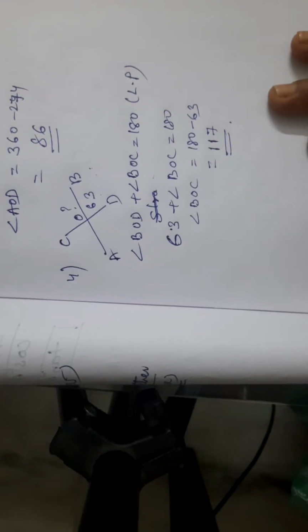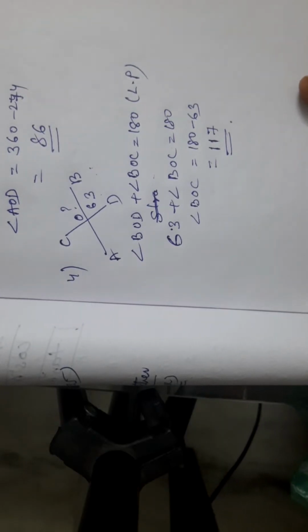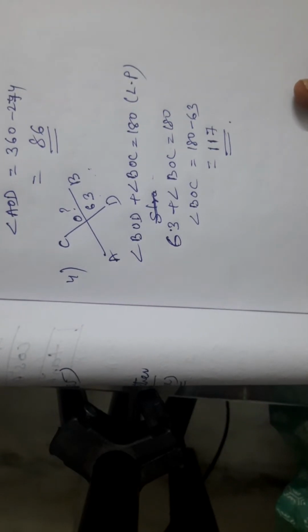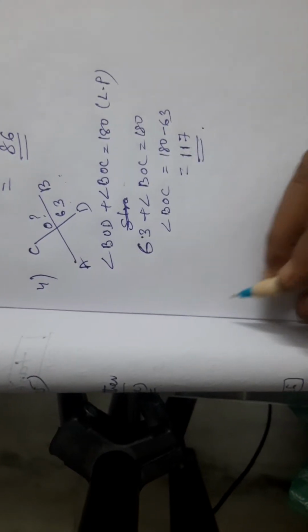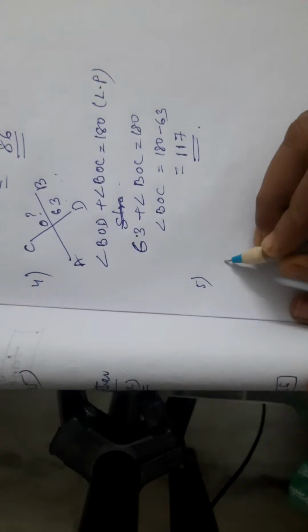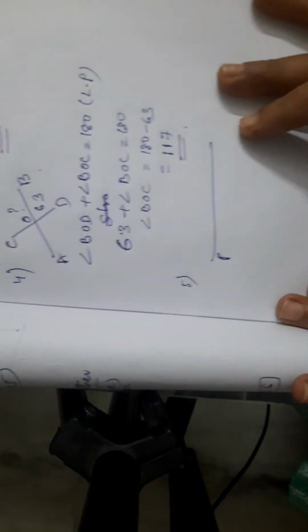Now in the next question, it's given POR is 3x and QOR is 2x plus 10, if POQ is a straight line. So in this question, it's given POQ.